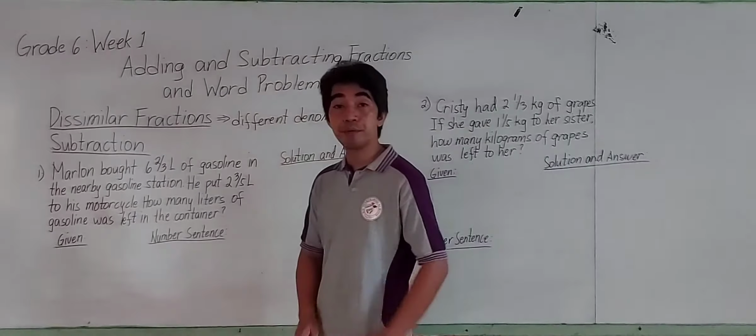We're going to identify first our given. So we have 6 2/3 liters. Another given is 2 3/5 liters. Now, our missing information is the gasoline left in the container.